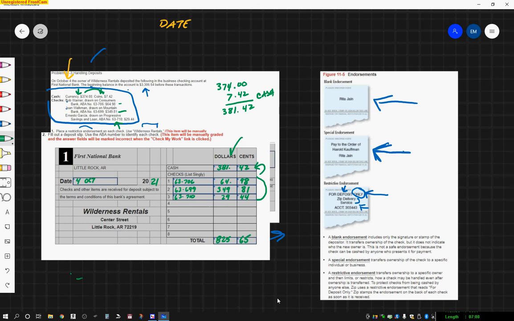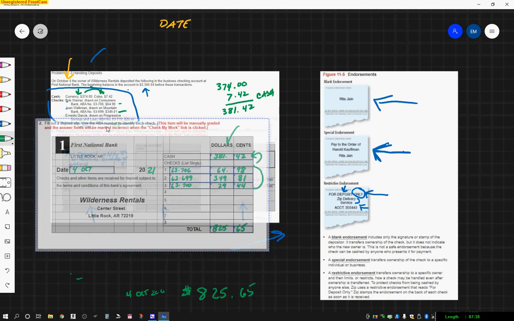What are we going to do with this number? Well, we're going to write it down here. Boy, oh boy, I am getting myself mixed up. $825.65. That's the amount that was deposited when? On the 4th of October, 2021.